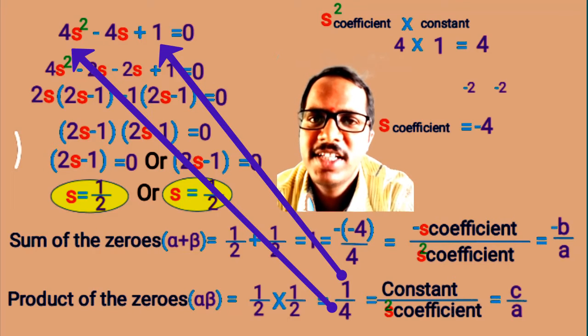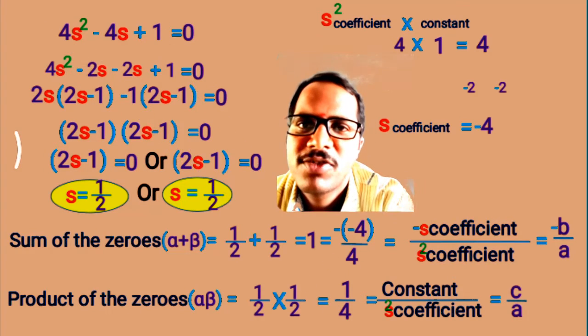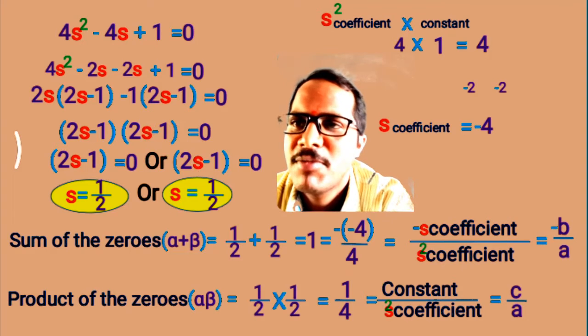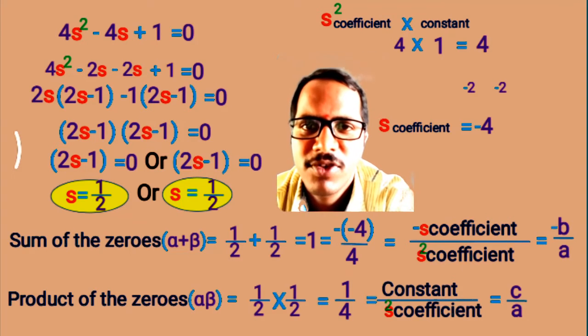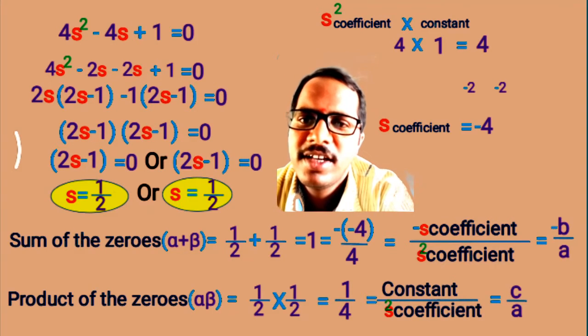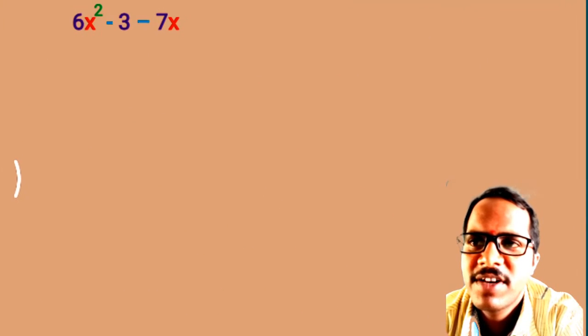So now we have verified the relationship between the zeros and the coefficients of the given quadratic polynomial, that is 4x square minus 4x plus 1. Similarly, let us do the next problem. The next problem is given as 6x square minus 3 minus 7x.